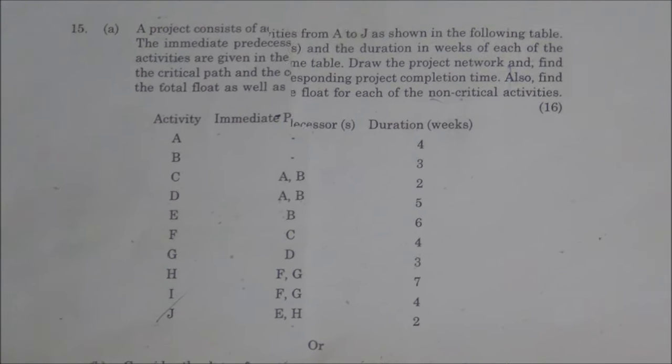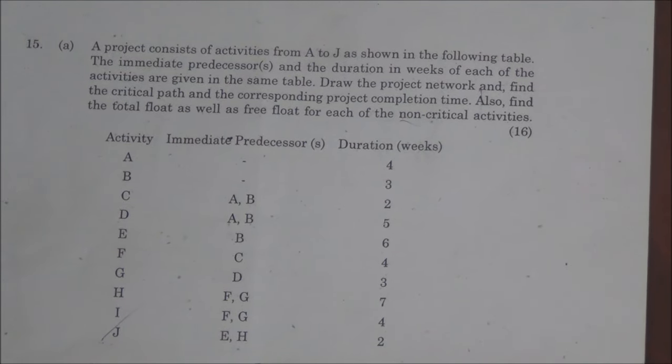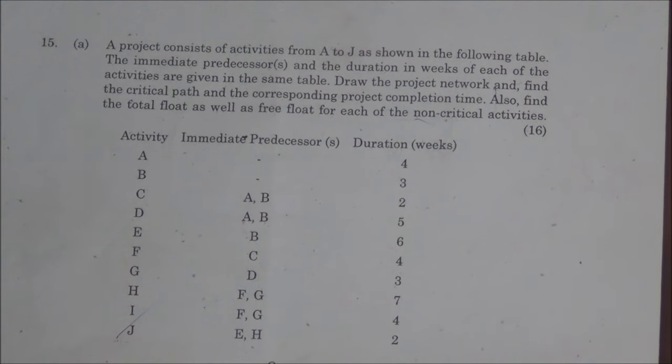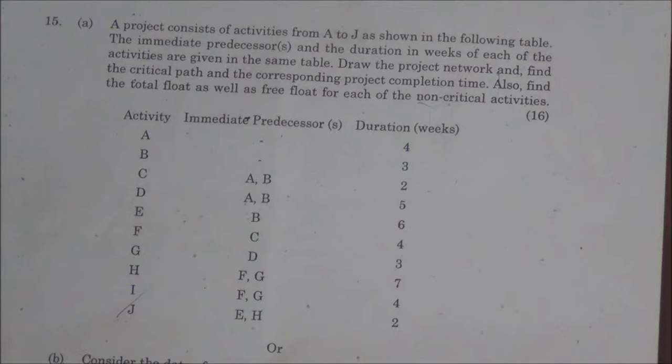Critical path method. Critical path method is used to find the longest duration time of an activity in the project. So the longest duration time is called the critical path. Now let us see a university problem.